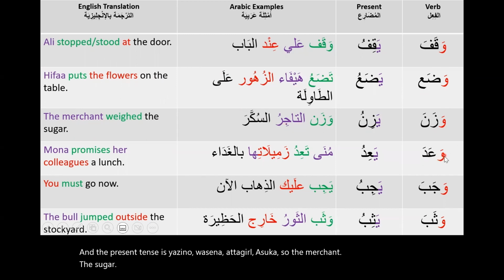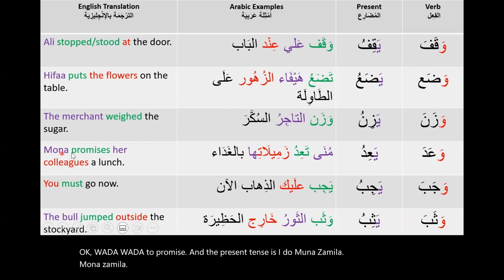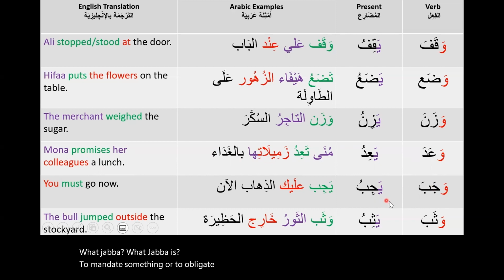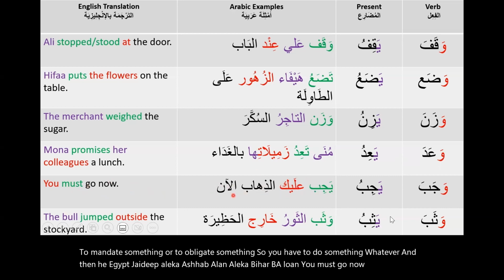Okay, وعد is to promise, and the present tense is يعد. منى تعد زميلاتها بالغداء. Mona promises her colleagues a lunch. وجب is to mandate or obligate something, so you have to do something. وجب, and then يجب. يجب عليك الذهاب الآن. You must go now. عليك, upon you to leave now.